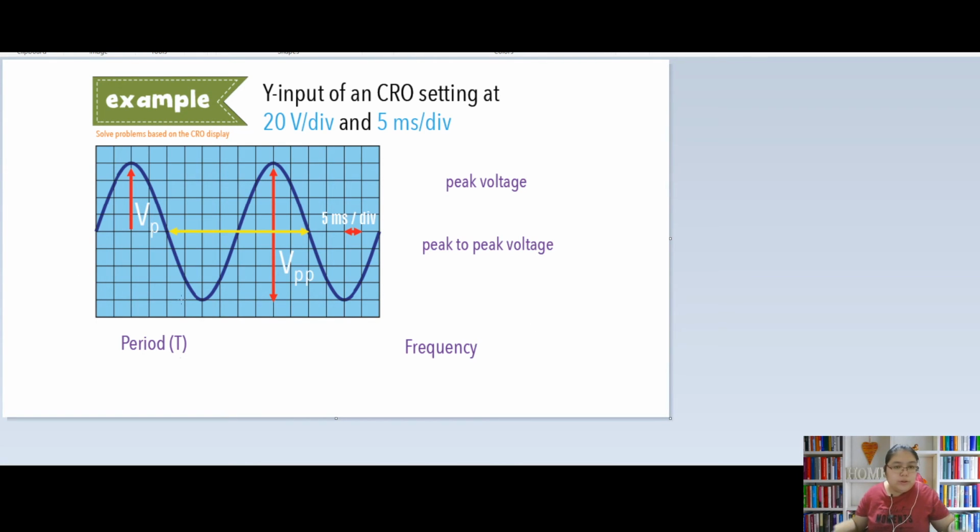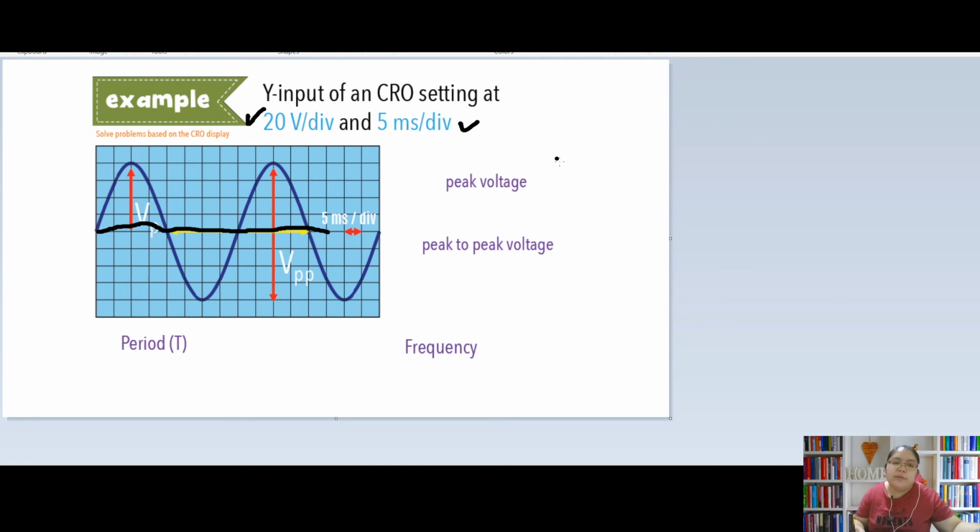So what you need to do, again, start with your horizontal line. The horizontal line you draw at the center here. Okay, finish. From this question, they want us to find four things. So you need to see the info first: 20 volt per division, Y gain. Then this one is the time base, 5 millisecond per division.